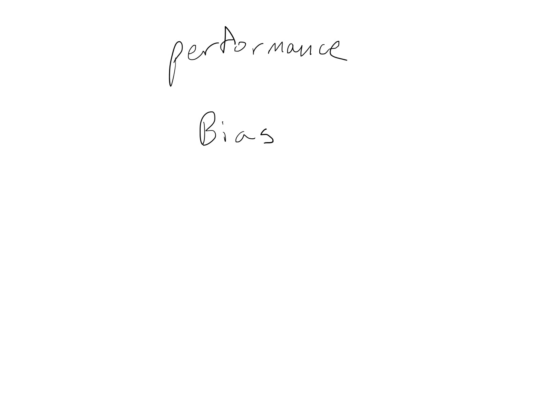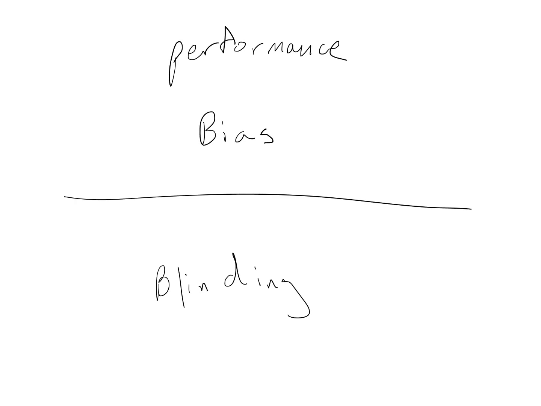Performance bias results when the performance of the person offering treatment is biased by the knowledge of a participant's group assignment. For example, say there is a study comparing two medications that help people quit smoking. If the physician prescribing the medications knows about the treatment assignment, that physician might try harder to get people to quit smoking if they're taking the medication that the physician thinks will work better. Performance bias can be minimized by blinding or concealing the treatment group allocation of participants to anyone involved in the treatment of the participants.